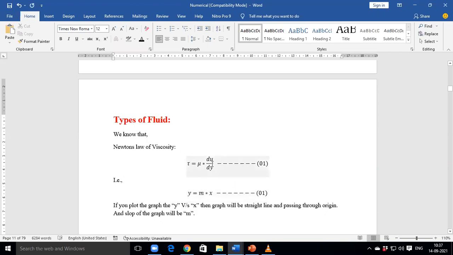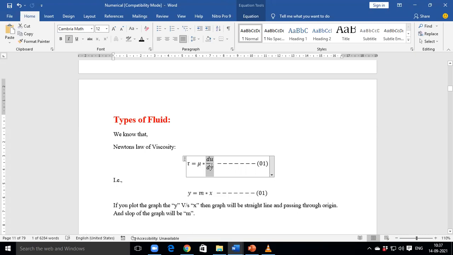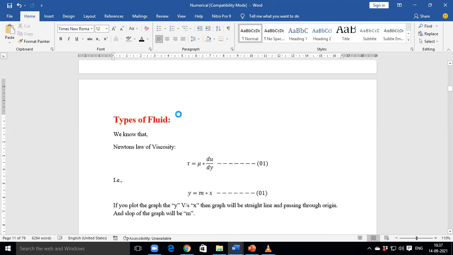Similarly, as far as equation number 1 is concerned, we need to plot the graph of shear stress versus velocity gradient. Tau is considered as y, mu is considered as m, and du by dy is considered as x. Understood?